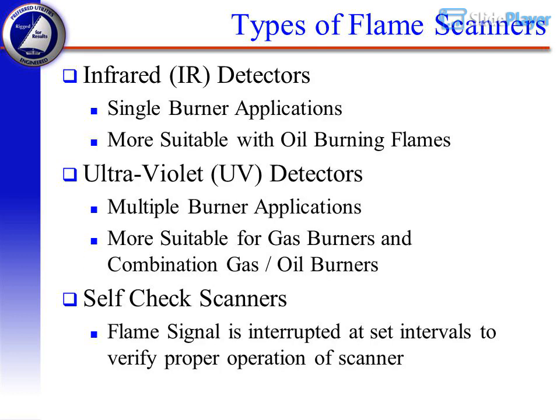Infrared (IR) detectors: single burner applications, more suitable with oil burning flames. Ultraviolet (UV) detectors: multiple burner applications, more suitable for gas burners and combination gas/oil burners. Self-check scanners: the flame signal is interrupted at set intervals to verify proper operation of the scanner.